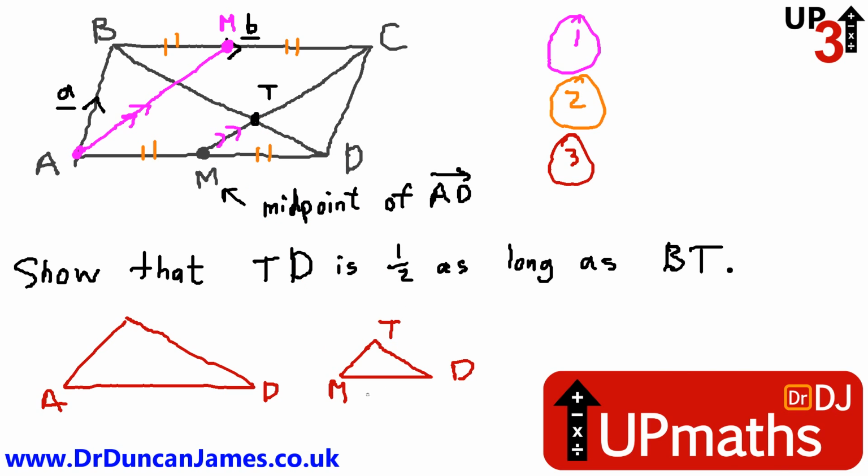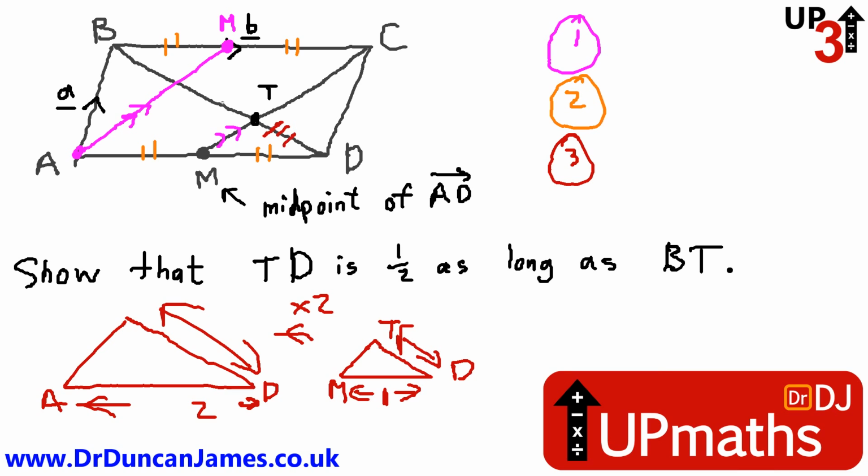Now these are actually similar triangles. We know that because if that is 1 along there, then this here is 2. So it has a scale factor of times 2. Which means that this length here is twice as long as TD. So we can therefore conclude that this length must be the same as this length. Okay.